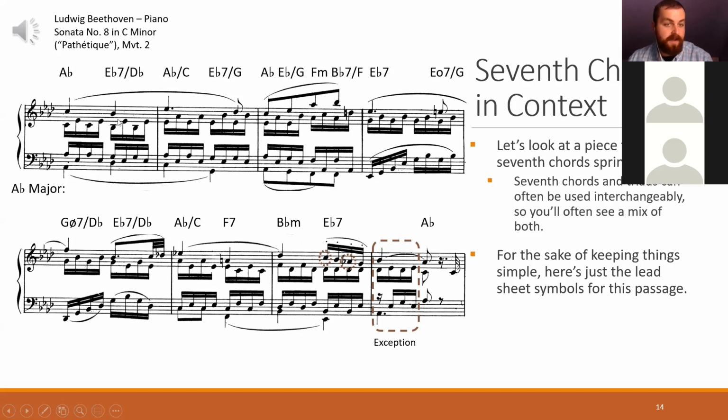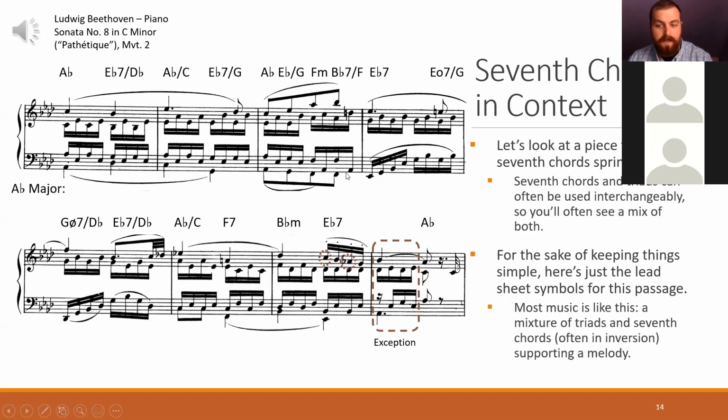So the melody is this top line up here. Most music is like this. In really any genre, most music is like this: a mixture of triads and seventh chords, often in inversion, supporting a melody. We'll talk a little bit tomorrow and more on Wednesday about why you would use inversions and where you would use inversions. But the short answer is that it just makes the music more smooth and connected instead of just jumping around from A flat to E flat to A flat to E flat and so on.